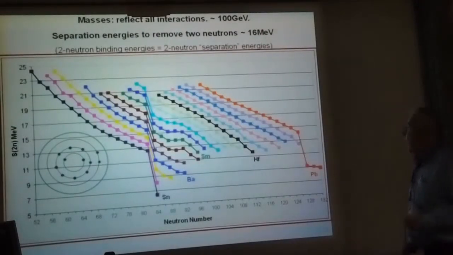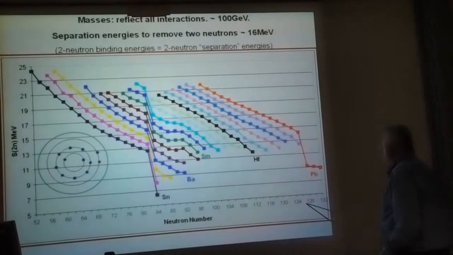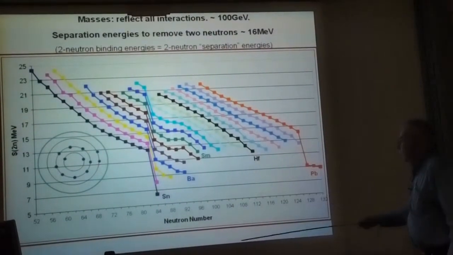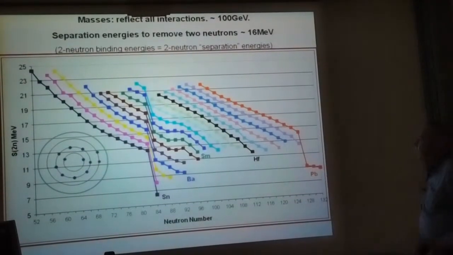This is the data on 2 neutron separation energies from tellurium up to, from 52 neutrons up to 132, and from tin to lead. And what do you see here? Does this look complicated? Does it look simple? What do you see? Yeah, the colors. You see any patterns? You see any irregularities? Let me tell you what you should see.